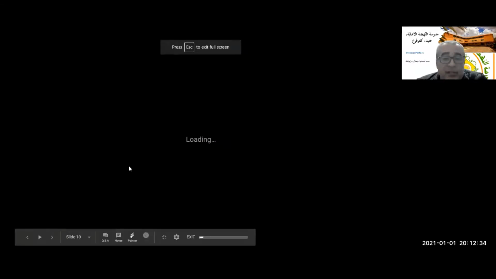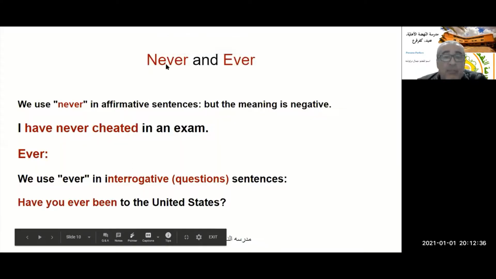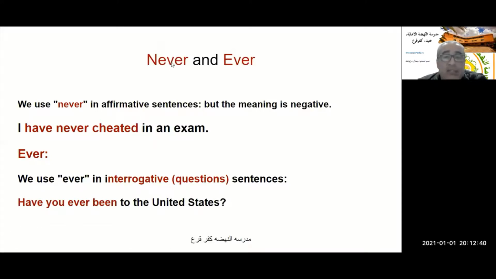Never and ever. Two expressions that you see or find in reading, listening, watching TV, reading a book, wherever you go. Now, we use never in the present perfect in affirmative sentences that do not use not, but the meaning is negative. For example, I have never cheated in an exam. We didn't use not here, but the meaning is negative.